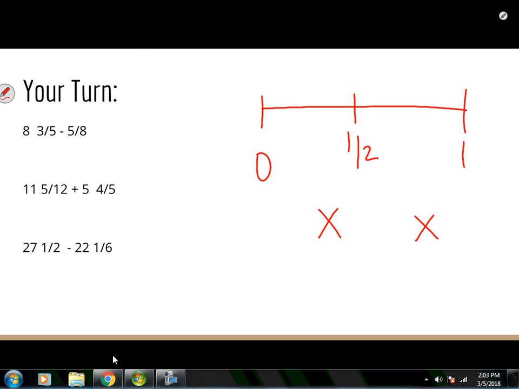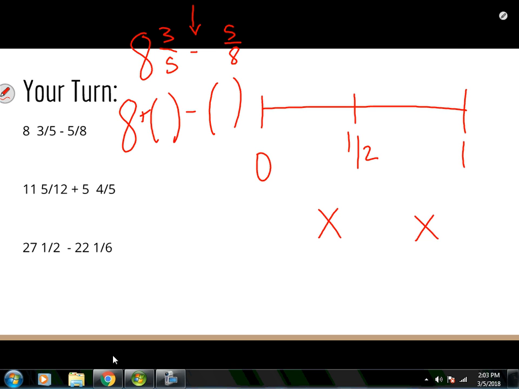Okay, so we have 8 and 3/5 minus 5/8. Even though this is a subtraction problem, we have to add our whole number and our estimated fraction together, and then we would subtract those two estimated values. So if I have 3/5, 5/5 is close to 1, 2.5 out of 5 is half, and 3/5 is just a little bit greater than 2.5, so that rounds up to 1.